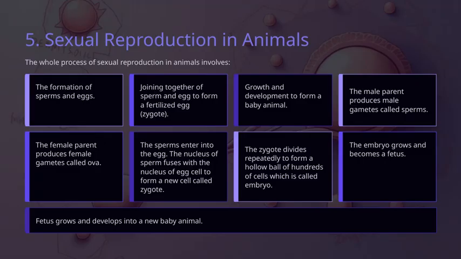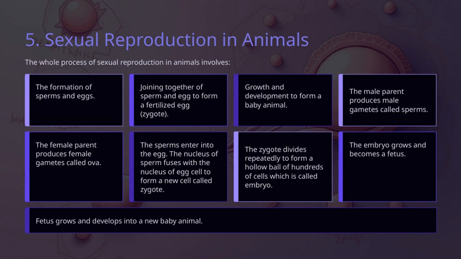Now, let's explore sexual reproduction in animals. This process involves several fascinating steps that ensure new life is created. First, the female produces female gametes, called ova, which are essentially eggs. On the other side, the male produces sperm, the male gametes. When the sperm and egg come together, they join during fertilization to form a fertilized egg, known as a zygote. The sperm's nucleus fuses with the nucleus of the egg, combining genetic material from both parents.